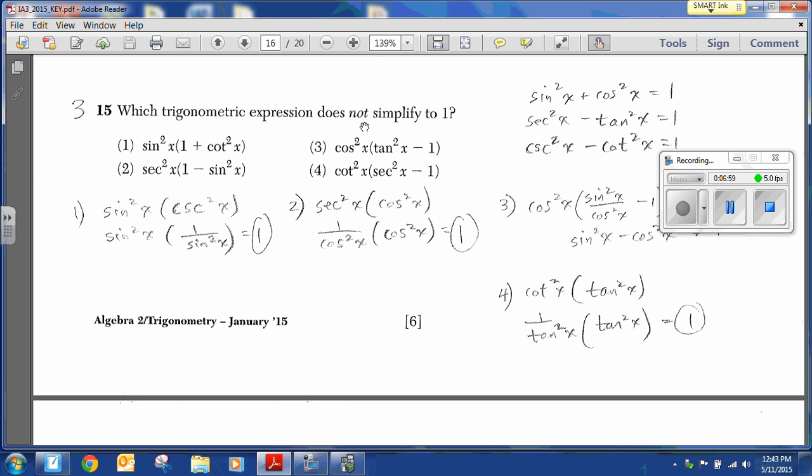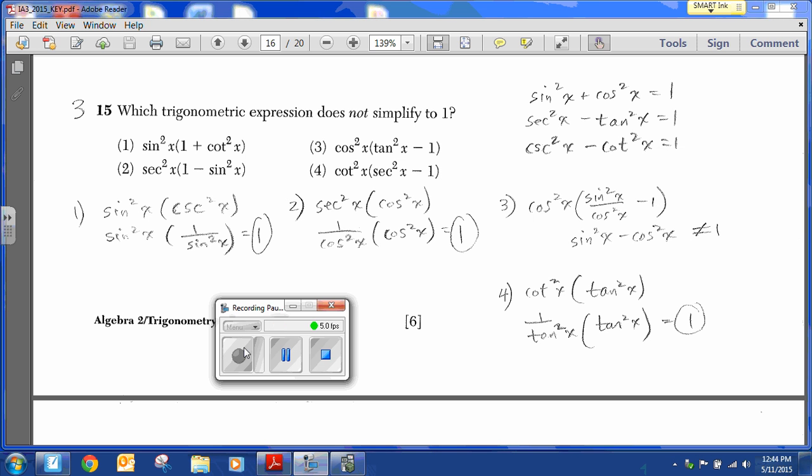Which trigonometric expression does not simplify to 1? As you can see, this is the Pythagorean identity. The original one, which is sine squared x plus cosine squared x equals 1, and then the other derived ones, where you have to divide by sine squared x or divide by cosine squared x. So these are the three identities you want to use.